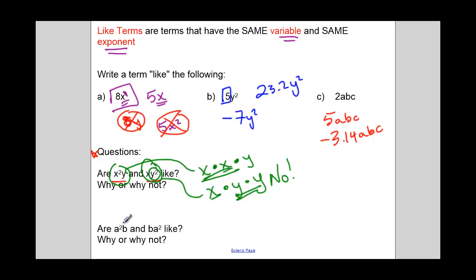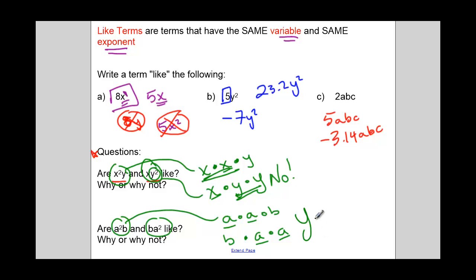The last example, a squared b and b a squared. Well, let's think about this. The first one is a times a times b, and the second one is b times a times a. If we look closely, we'll notice that there's an a times an a, which results in a squared, and an a times an a, which results in a squared. These are like terms. So to return to my example here with c, 5bca would also be a like term because we're dealing with the same variables raised to the same exponent. They're just presented in a different order, because b times c times a is exactly the same thing as a times b times c. It doesn't really matter.